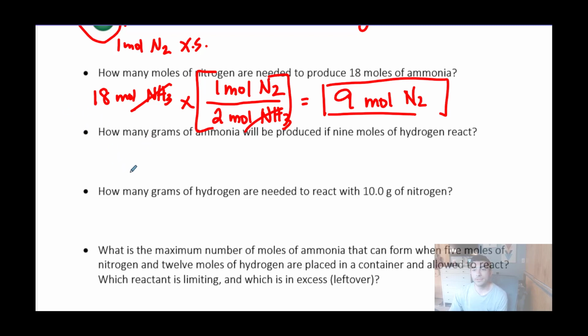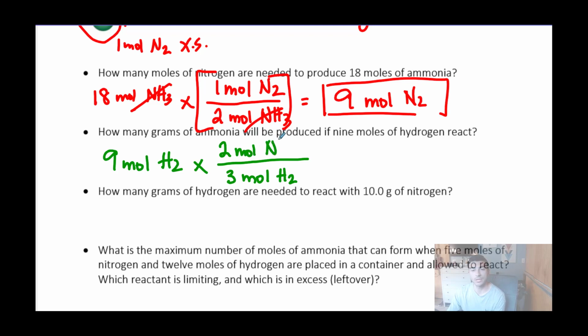Second one, how many grams of ammonia will be produced if 9 moles of hydrogen react? So we're starting with 9 moles of hydrogen. Assuming it's reacting completely because they didn't tell me otherwise, the ratio in which they react and produce is 3 moles of hydrogen. Every time 3 moles of hydrogen react, 2 moles of ammonia will be produced. But they don't want moles of ammonia as a final answer, they want grams. But we looked at last chapter the molar mass, which is a conversion factor that will relate the moles of a substance to the mass. That's 17 grams per mole for ammonia.